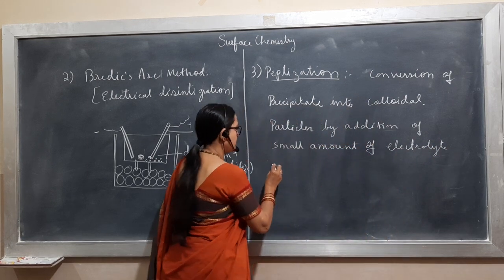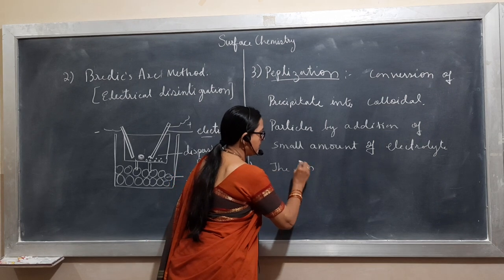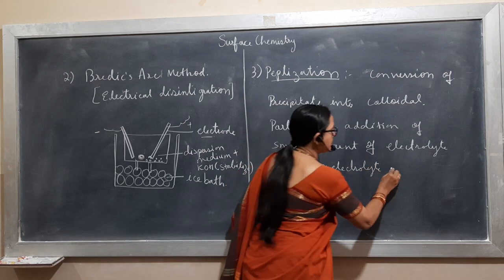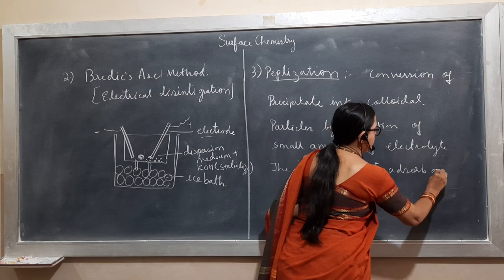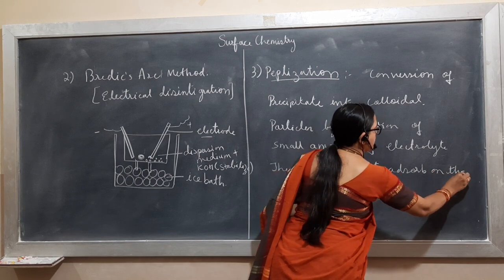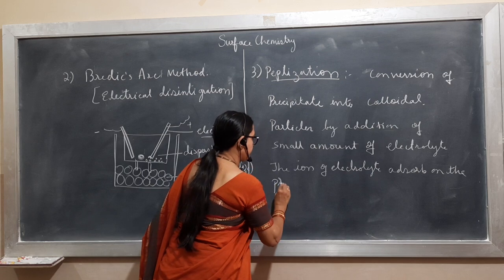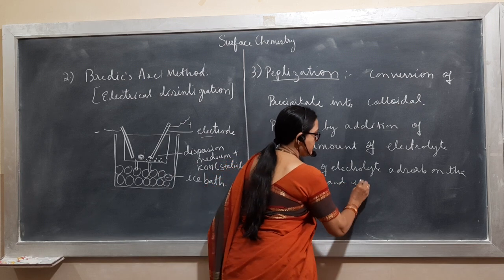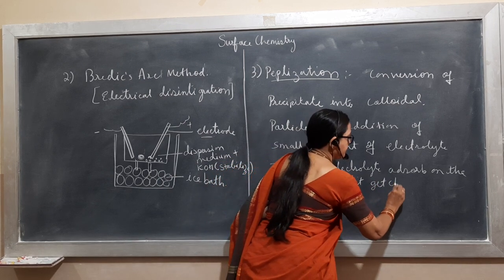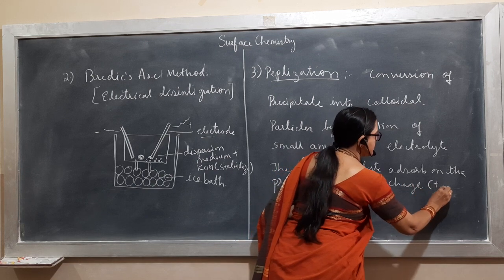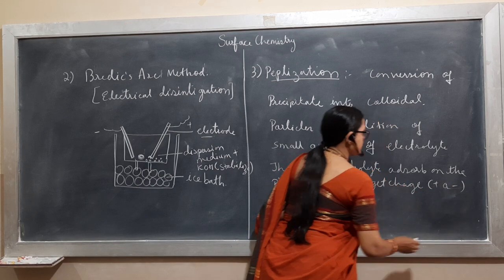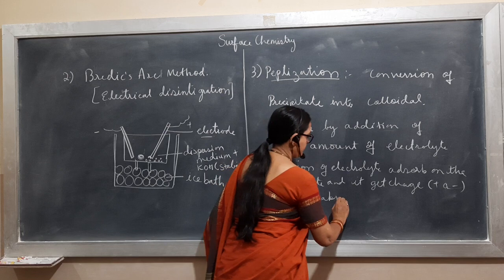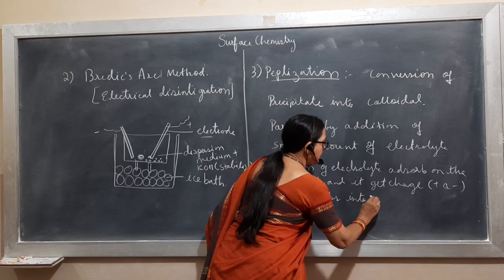What happens here is the ions of the electrolyte adsorb on the precipitate and it gets a charge, either positive or negative, and breaks into colloidal particles.